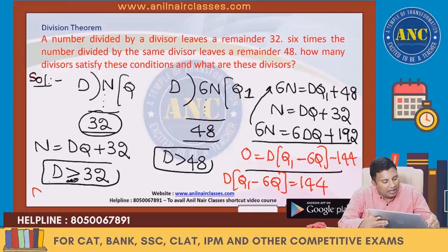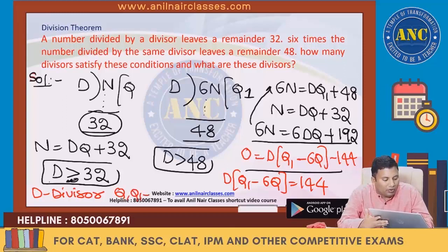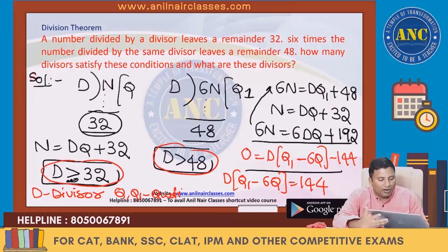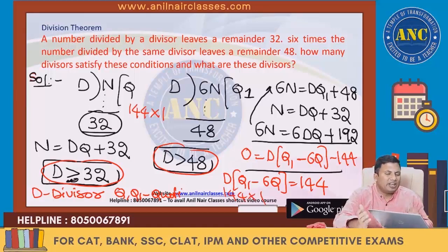What is d here? d here is the divisor. What are q and q1 here? q and q1 are nothing but the quotients. What is the condition? Intersection of these both is d is greater than 48. So in how many ways can you write 144? 144 into 1 you can write. Am I right? Because d and q and all are integers, 72 into 2 you can write.